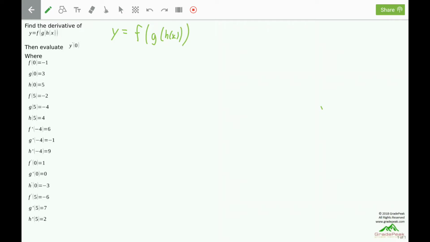We don't know what h or g or f are, but we have h inside of g, which itself is inside of f. That's the double composition. And therefore, the derivative will involve the double chain rule.